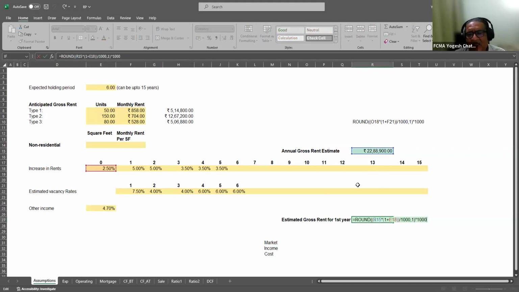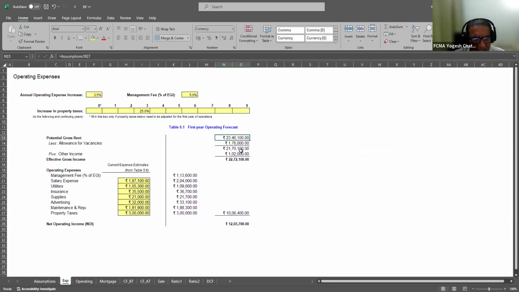And the estimated gross rent for the first year is the annual rent multiplied by the growth rate, 2.5%. So that is my estimated gross rent of the first year. Then I have taken the potential gross rent from the previous sheet and computed the allowance for vacancy.